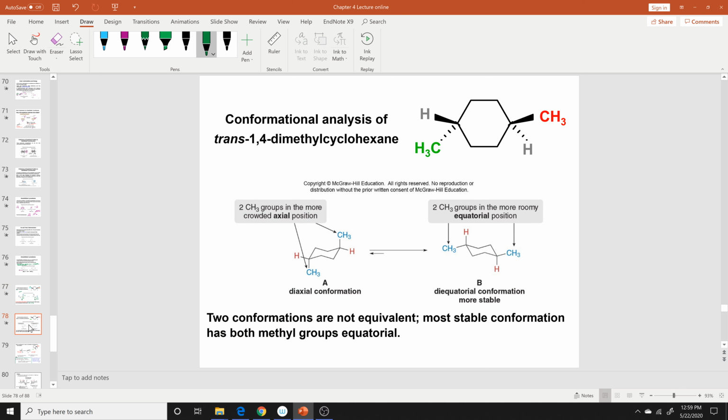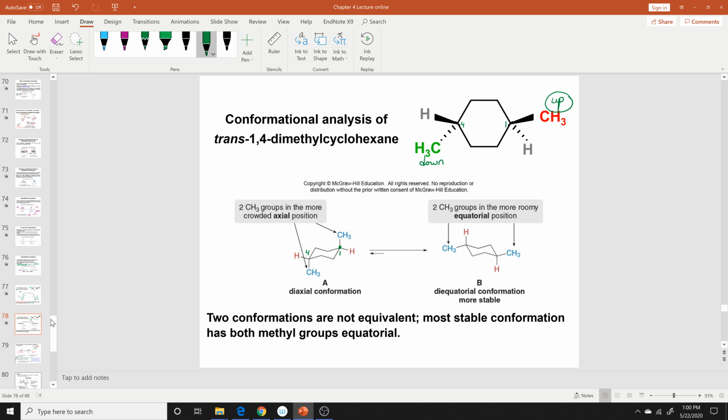Okay? Now for the trans. For the trans, this is up, this is down. Let's change that into a chair conformation. So I'm having this as carbon 1, this is carbon 1, this is carbon 4, this is carbon 4. So on carbon 1, my CH3, which is up, has to be on the up carbon here. The carbon is up, so the up position is the axial. And that CH3 is down. It has to be down. It has to be equatorial. So now, I'm sorry, axial again.